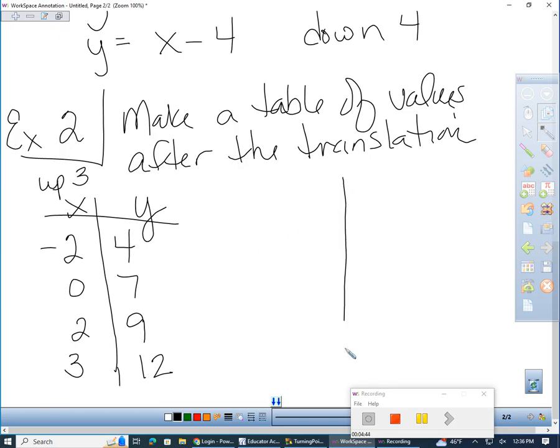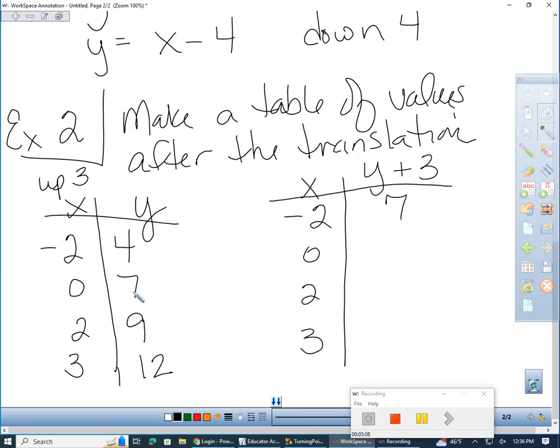So I'm going to make a new table of values over here. When I am going up 3, does it affect my x or does it affect my y? Because it's on the y-axis, it's moving up. So all of my x values are going to stay the same. All of my y values, I'm going to add 3. So this one becomes 7. 7 plus 3 becomes 10. 9 plus 3 becomes 12. And 12 plus 3 becomes 15. It affected our y-axis.